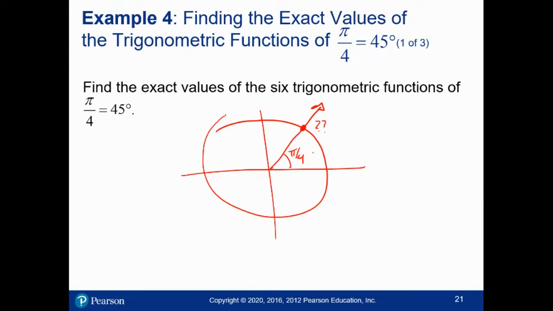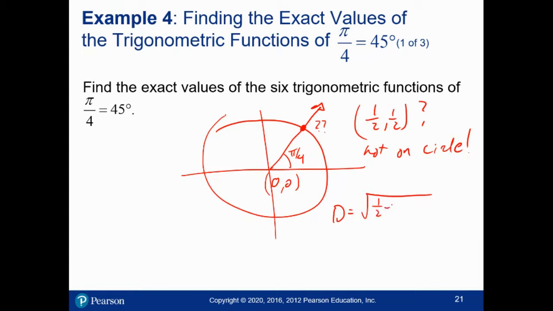Now, sometimes when we get to this point in the class, and we're actually in class talking to each other, someone will volunteer, it looks to be 1/2, 1/2. However, that's not on the circle. How do I know that this point is not on the circle? What's the distance to the origin? Remember, the origin has coordinates 0, 0. So the distance would be the square root of (1/2 minus 0) squared plus (1/2 minus 0) squared.